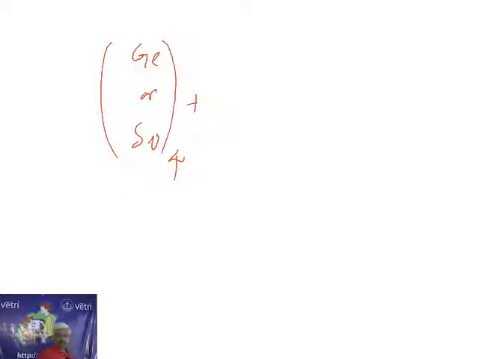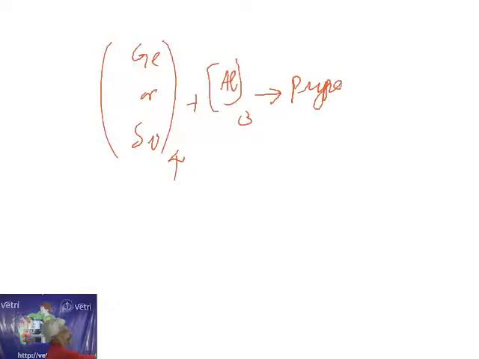Like that, the tetravalent element germanium or silicon, valency 4, may be doped with a trivalent element like aluminium or indium. This has valency 3, and they form a P-type semiconductor. P means positive. What happened?